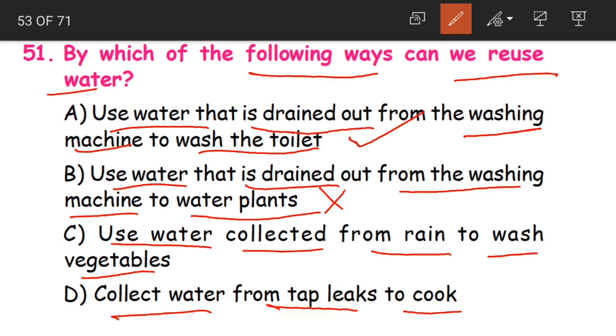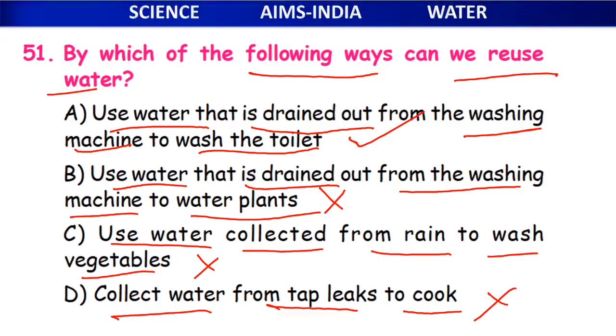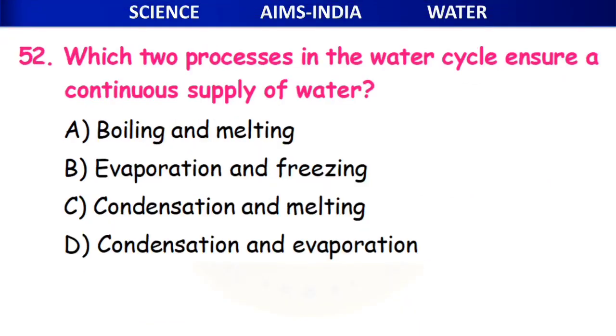Okay children, and here option C also is not correct because you cannot use rainwater to wash vegetables. Sometimes in rainwater you will also have small germs. And D, collect water from tap leaks to cook. So this is also a wrong choice. You cannot cook with the water which is collected from the leakages of the tap. Okay children, so A is the correct answer.